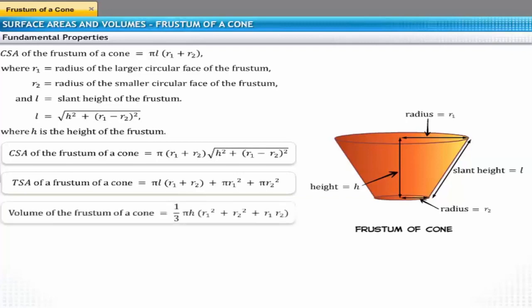The formula for volume of the frustum of a cone is 1 upon 3 times pi h times R1 square plus R2 square plus R1 R2, where R1 and R2 are the radii of the larger and the smaller circular faces of the frustum respectively, and h is the height of the frustum.